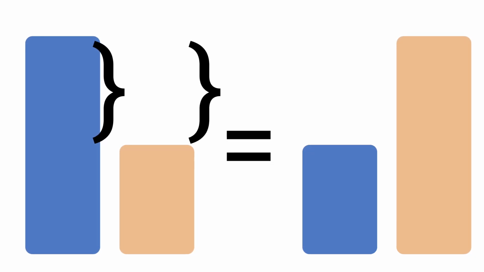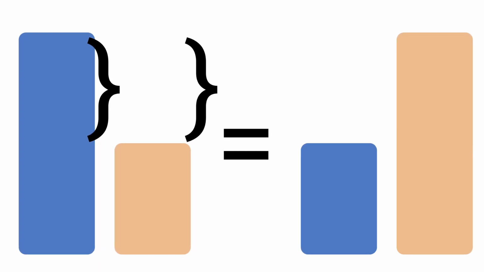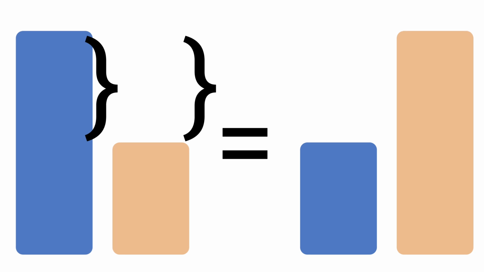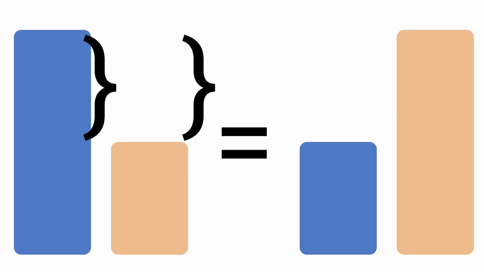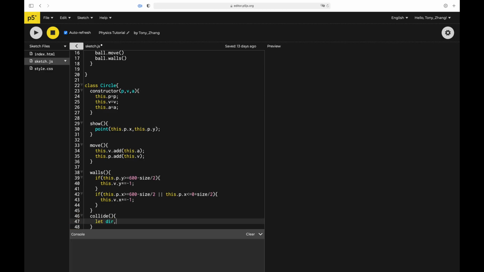So the 5 became a 10 and the 10 became a 5. So yep, you swap the numbers, and we can do the same thing with vectors. Okay, so that's all we need to do. Let's start doing the code. First, we write a function for colliding the objects.